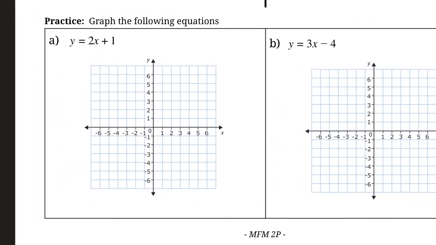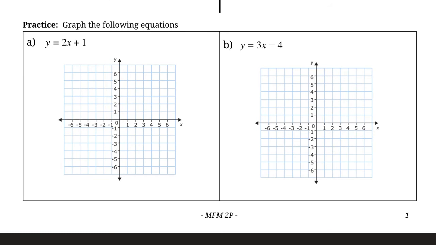Okay, so for the first one, for A, 2x plus 1. Well, we know that our y-intercept, our b, is equal to 1, so we know the graph is going to start at 1. That part's easy. In this case, our slope, the thing with the x, is telling us it's 2. What does that mean? Usually we have a rise and a run, right? 2 parts to the slope. In this case, there's only a 2. So what can we do?